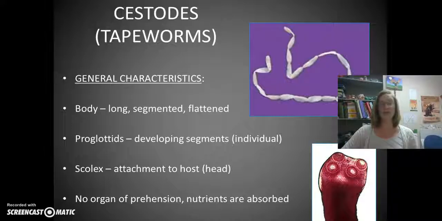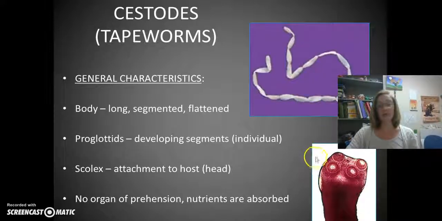So we're going to start with cestodes, which are commonly known as tapeworms, and I just want to discuss a few general characteristics about these tapeworms. Generally, tapeworms' bodies are long, segmented, and flattened. You can see here that the tapeworms are long, they are flattened, they almost look like ribbons in a way, and they're also segmented. You can see each of these developing segments pinched off at each end in this tapeworm, and each of these segments is known as a proglottid. Again, we describe these as developing segments of the tapeworm.